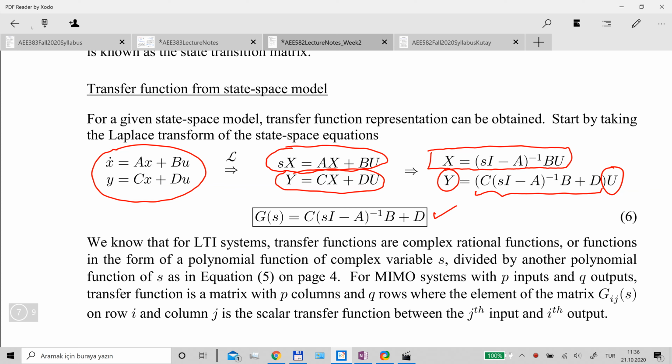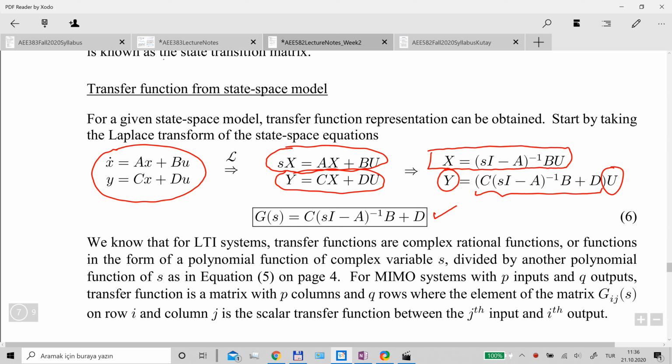Transfer function of a linear time invariant system is a complex rational function, which means it is a polynomial function of S, complex variable S, divided by another polynomial function of S, which was shown earlier in equation 5. Let's see if we can jump to that equation and then come back quickly. Okay, so it looks like the link is broken here. Anyway, so you know what the transfer function looks like.